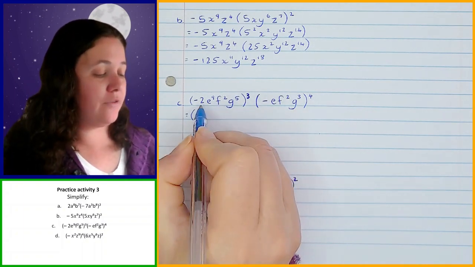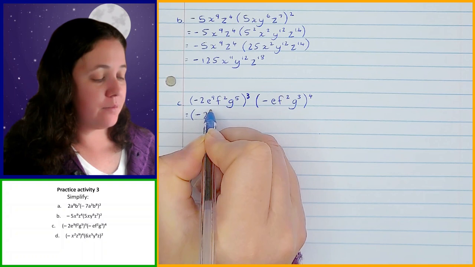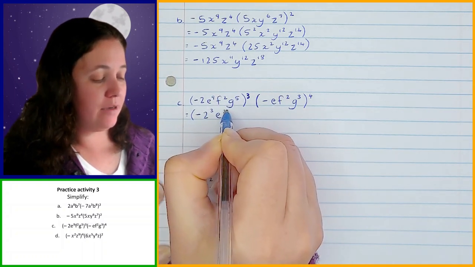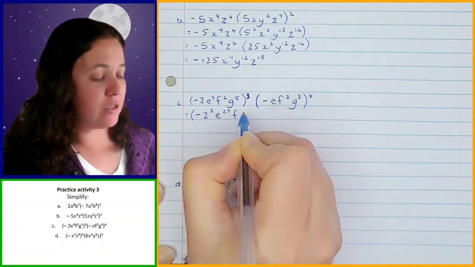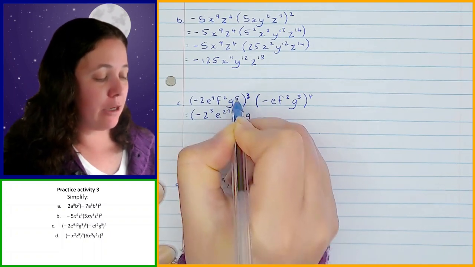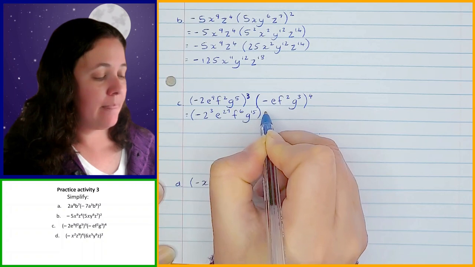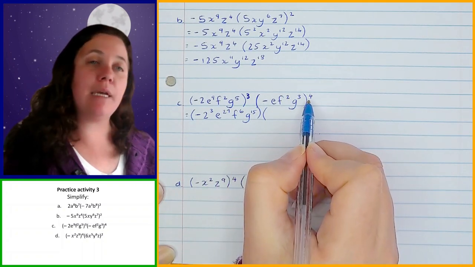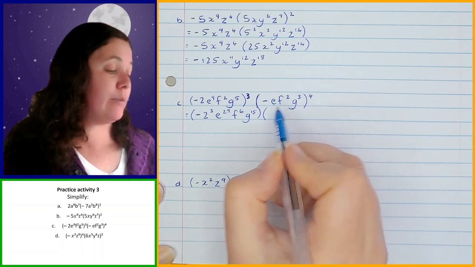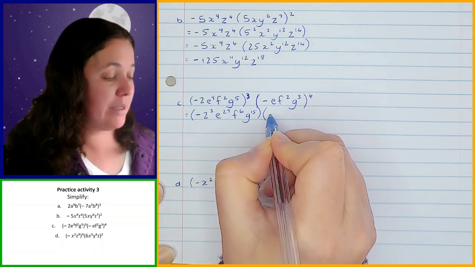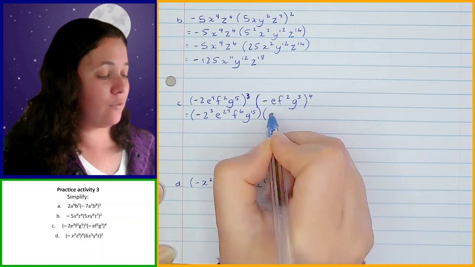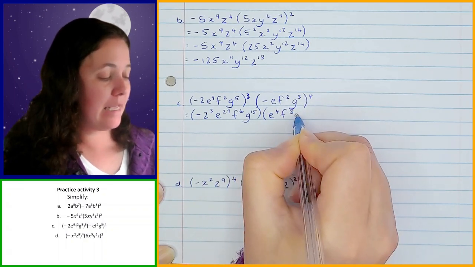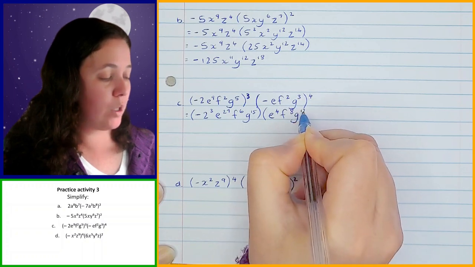Okay, so it's negative, then 2 cubed, e to the power of 9 times 3 is 27, f to the power of 2 times 3 is 6, and g to the power of 5 times 3, which is 15. Then I've got in my other set of brackets, also negative, but this exponent over here is even, which means that's going to change to positive. So it's going to be e to the power of 1 times 4 is 4, f to the power of 2 times 4 is 8, and g to the power of 3 times 4 is 12.